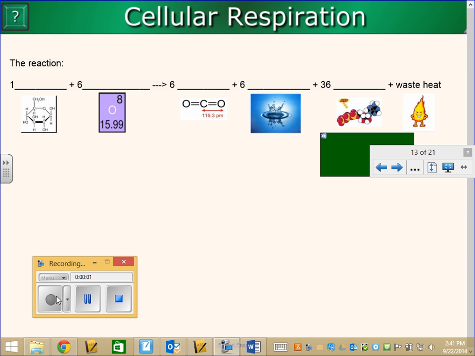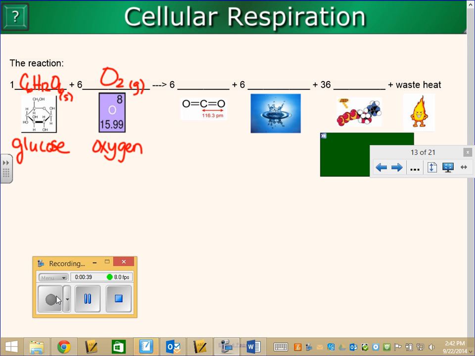So we know from before that cellular respiration is using the products of photosynthesis. So at the beginning, the reaction involves one molecule of glucose, whose formula is C6H12O6, and it's a solid. Now the reaction requires 6 molecules of oxygen gas.